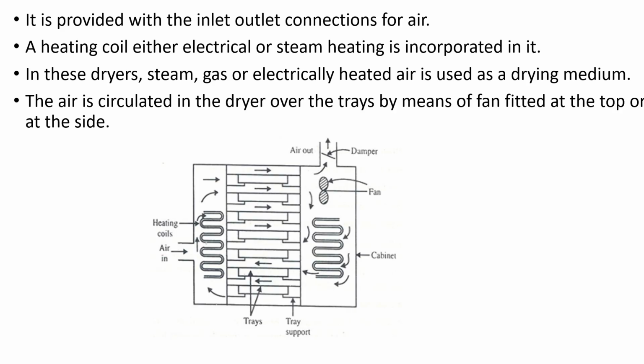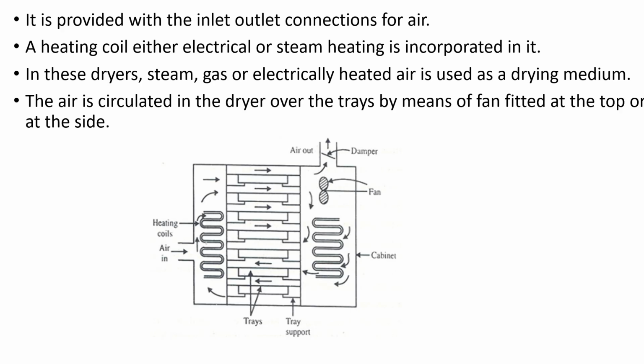Heating coil heats the air. In these dryers, steam, gas, or electrically heated air is used as a drying medium. The air is circulated in the dryer over the trays by means of a fan fitted at the top or at the side. So also we have fans to circulate hot air over the trays, and usually fans are fitted at the top or at the side of the dryer.